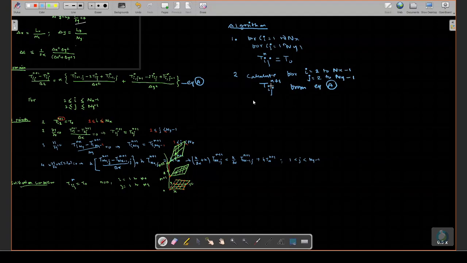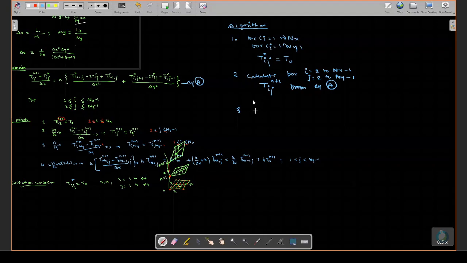So this T i j will be calculated for the interior points, and once you have calculated the interior points you have to calculate the boundary points. Why? Because in some cases, to calculate these boundary points, these interior points become known values. That is the reason you always do boundary calculations after you find the interior points. That is a programming issue. If you do the boundary conditions first, then that's a problem.